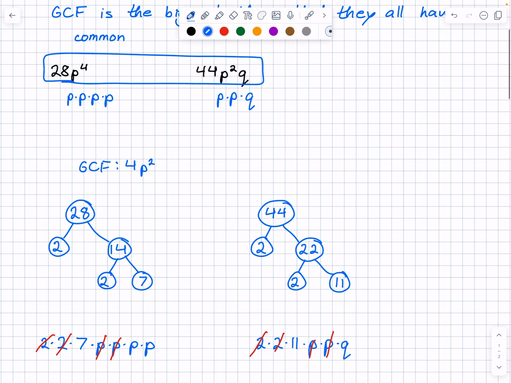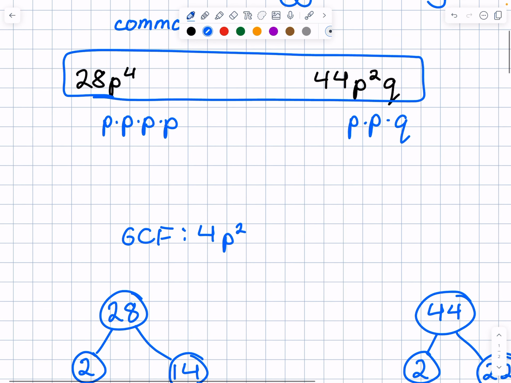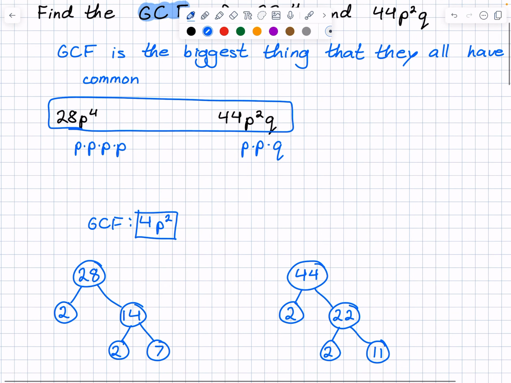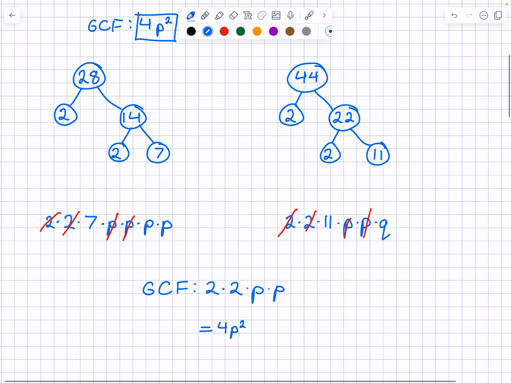So as time goes on, you're going to get more and more comfortable just looking at it and thinking to yourself, what are they both divisible by? And you might be able to just write the answer right away. But if you're uncertain or you want to go through the full procedure, this is how you do it. You factor everything and then you write down all the factors that they have in common.